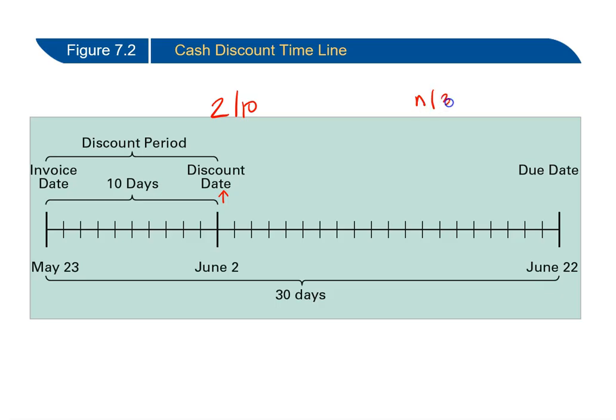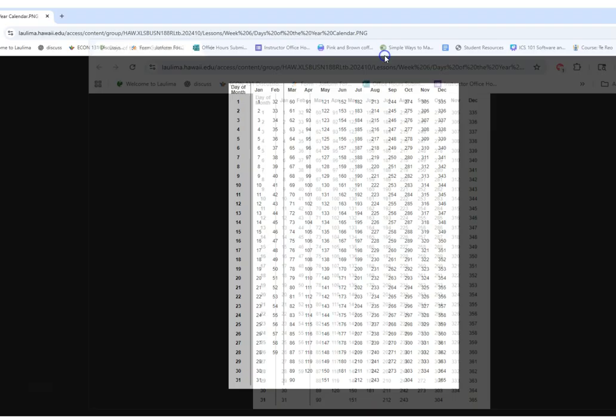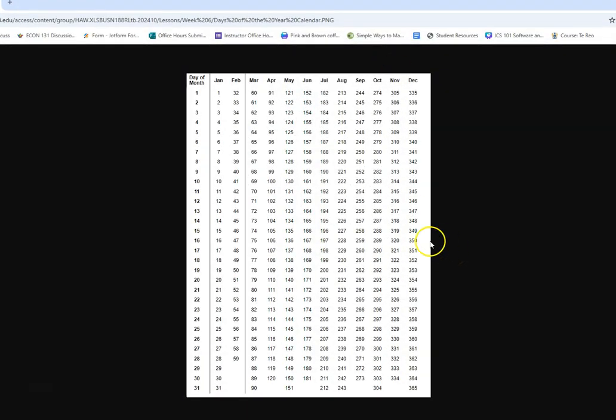And also we had a net 30, meaning that they had 30 days to pay their entire balance. And so 30 days after May 23rd is June 22nd, which is also their due date. And so it might get a little bit confusing trying to calculate 10 days after May 23rd, but I did include this days of the year calendar in the lessons, and I want to go over how you would use this days of the year calendar.